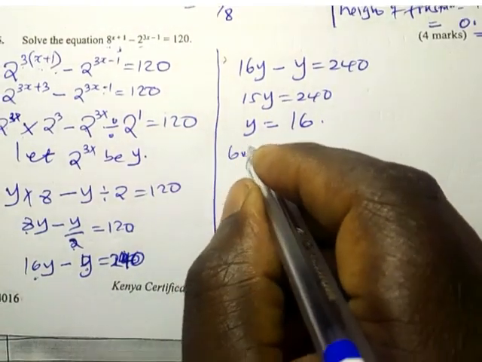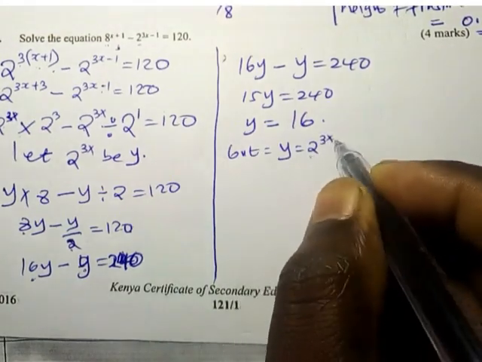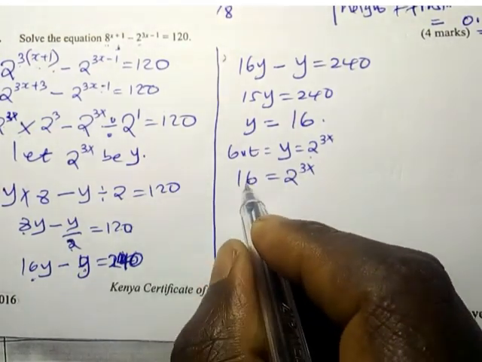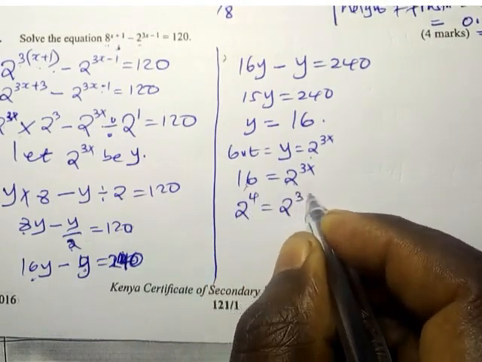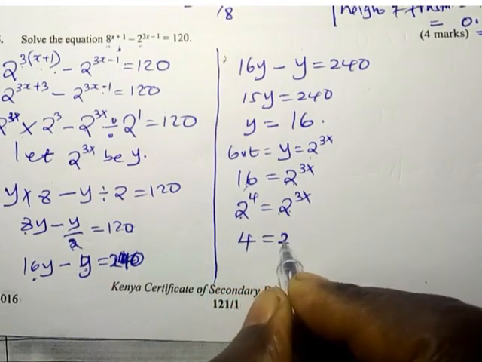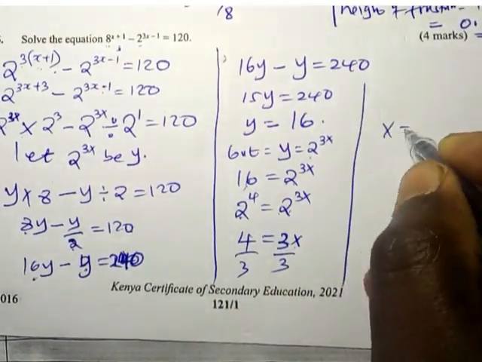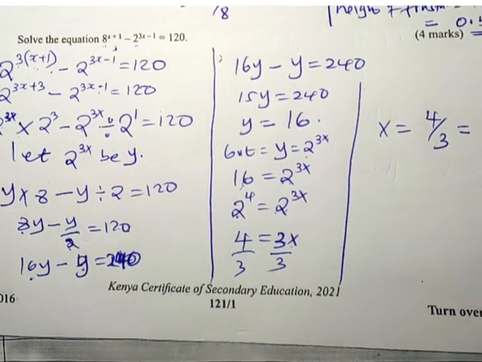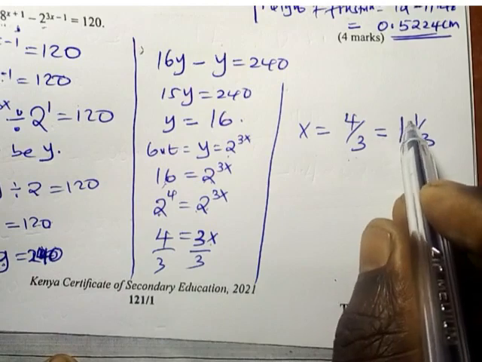But we said that y is equal to 2 raised to power 3x. So meaning 16 is equal to 2 raised to power 3x. But we can write 16 in the form of base 2. That is 2 raised to power 4 equal to 2 raised to power 3x. So the bases are the same, we ignore them. 4 equal to 3x. So the value of x is 4 divided by 3. Therefore, x is equal to 4 over 3, which is the same as 1 and 1 over 3.